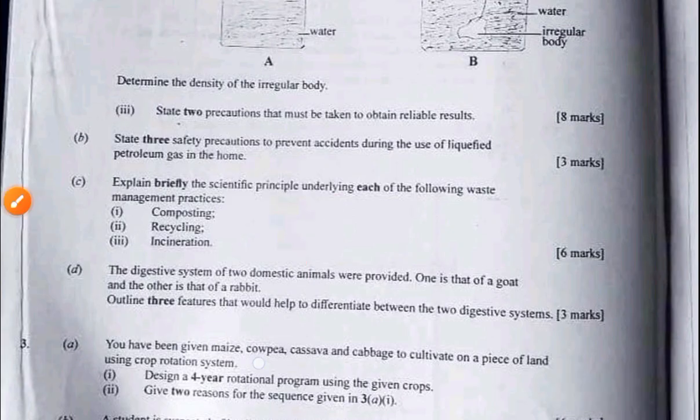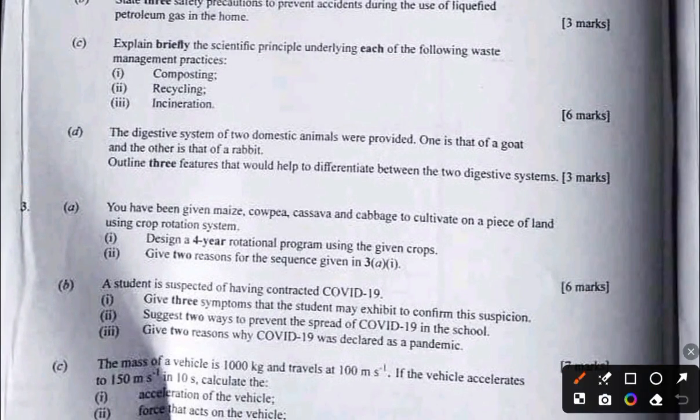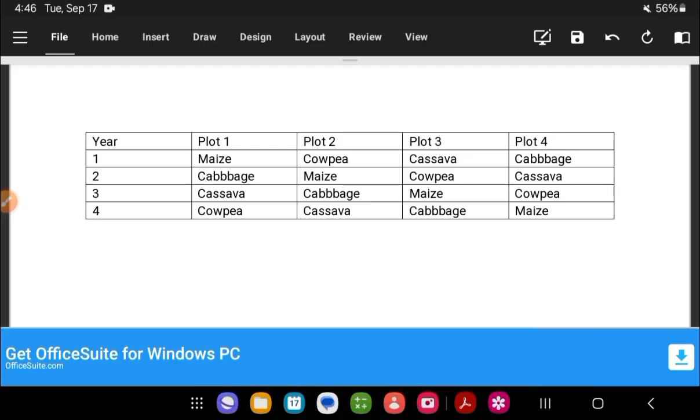is that you are given cowpea, cassava, cabbage, and then maize to cultivate a piece of land. You are told to draw a 4-year crop rotational program using the given crops. Then you give 2 reasons for the sequence. So this is how the crop rotation program is going to look like.